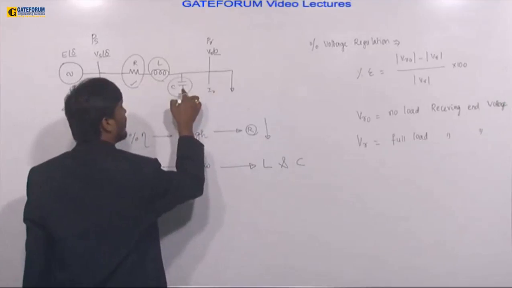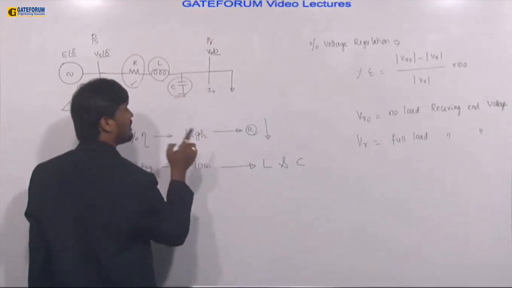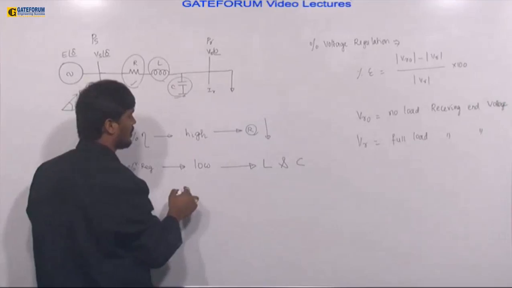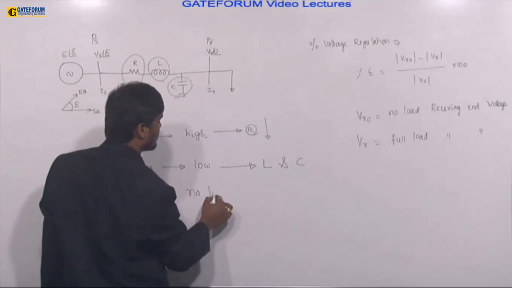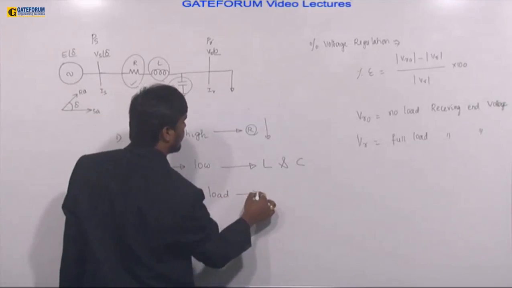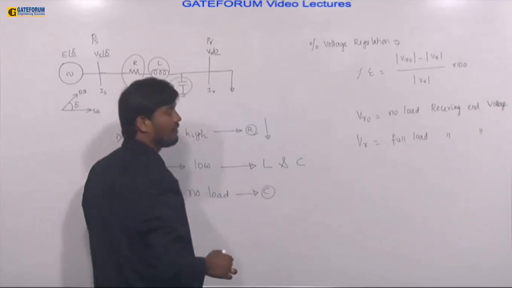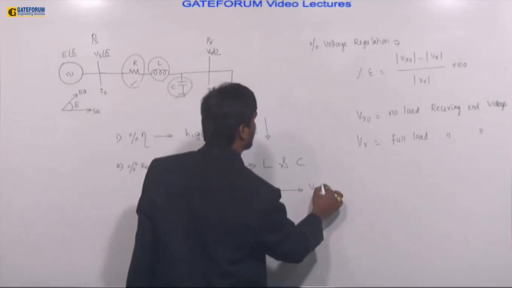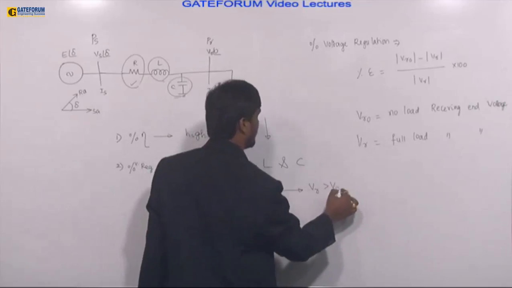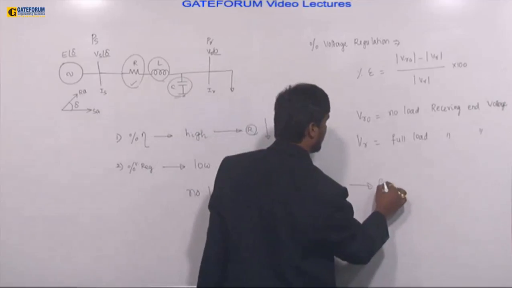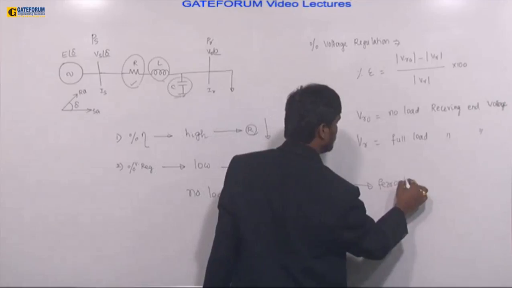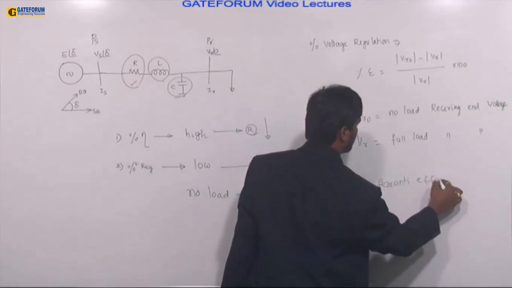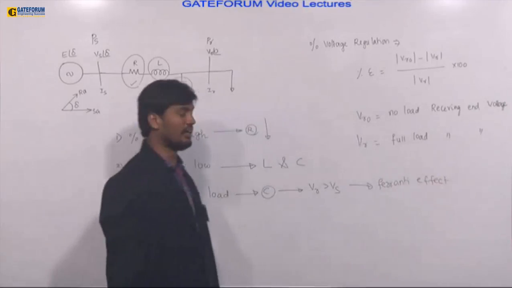We know that under no load condition, capacitance is dominating. Under no load condition, which is dominating? Capacitance is dominating. Under no load, C is dominant. When capacitance is dominant, is the voltage at the receiving end more than the sending end or less than the sending end? More than the sending end. This effect is called the Ferranti effect.